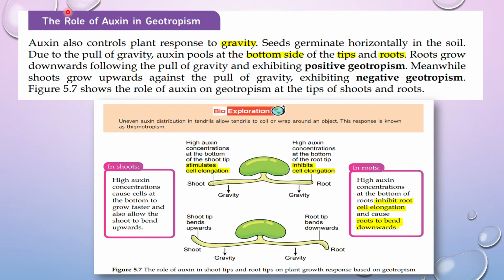Okay, the second role of auxin is in geotropism, because auxin also controls plant response to gravity. Okay, and the seeds germinate horizontally in the soil due to the pull of gravity. Sebab ada tarikan gravity, so auxin pulls at the bottom side of the tips and the roots. So dia akan berkumpul di bahagian bawah sini because of the pull of gravity lah, and then the roots are exhibiting positive geotropism. Meanwhile, the shoots grow upwards against the pull of gravity, exhibiting negative geotropism. Okay, so in the shoots dengan in the roots different.